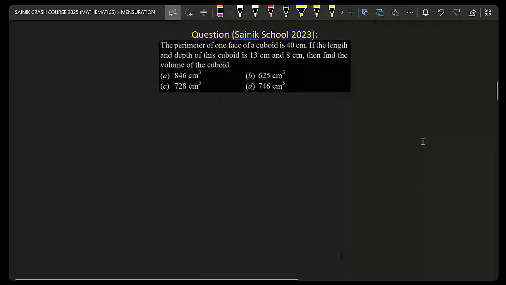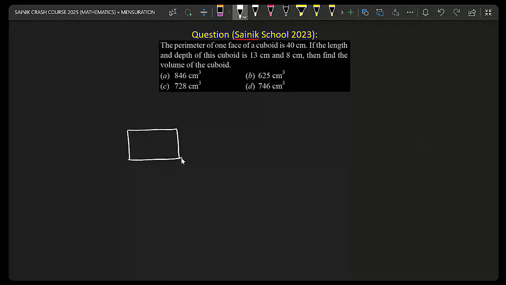Shreyash, can you read the question again? The perimeter of one face of a cuboid is 40 centimeters. If the length and depth of this cuboid are 13 and 8 centimeters, then find the volume of the cuboid. Yes. First, let me draw a cuboid. Yes, this is a cuboid. And first of all, which dimensions are given? Sir, length and height, sir. Yeah, depth means if you are looking from the top, the height will be called depth. So height and depth are in the same sense.